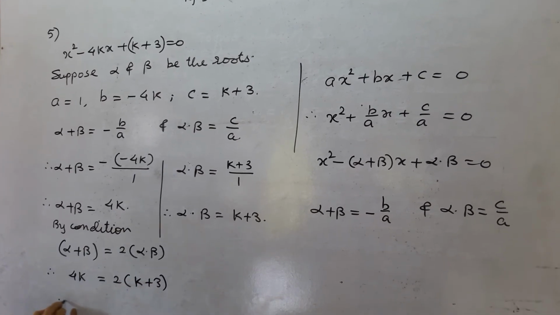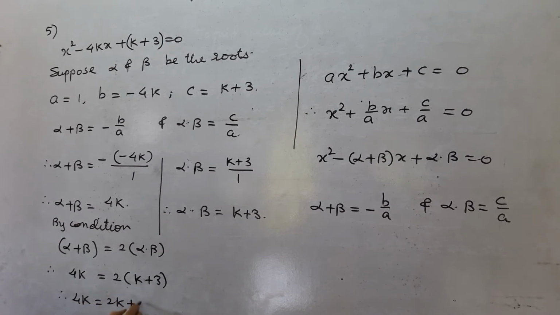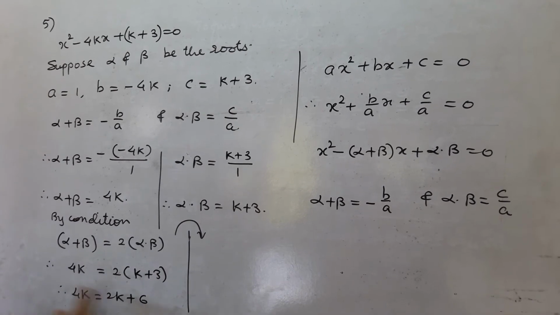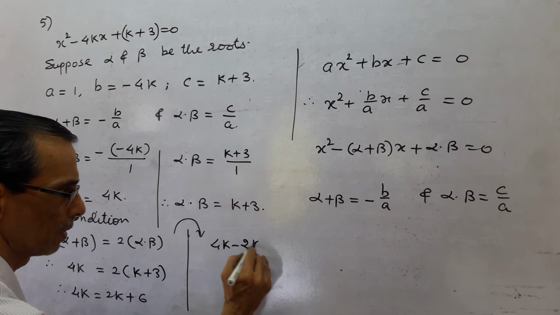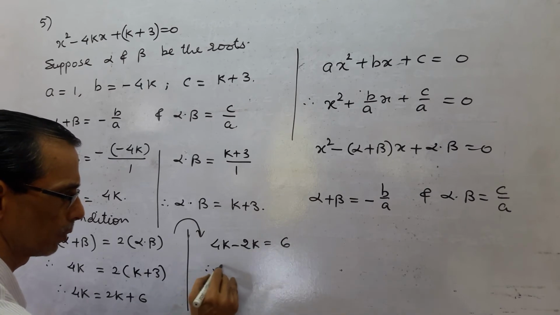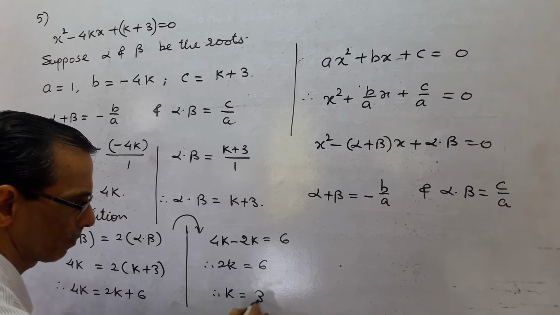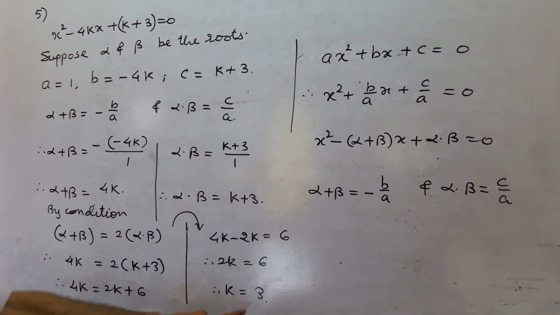Now let's solve this, and therefore 4k is equal to 2k plus 6. Bring 2k to this side, so 4k minus 2k is equal to 6, and therefore 2k is equal to 6, and therefore k is equal to 3. K is equal to 3.